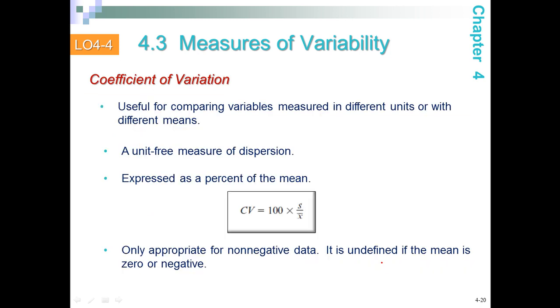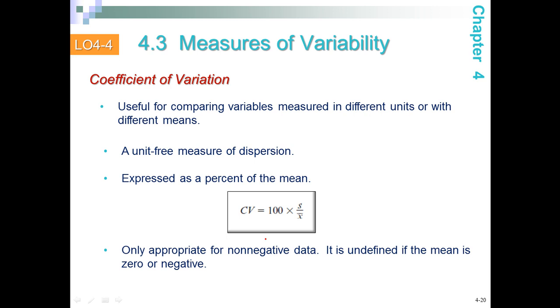The coefficient of variation is useful for comparing variables measured in different units or with different means. That's because standard deviation divided by x bar has no units. The units from s get canceled out by the units from x bar. So we have a unit-free measure of dispersion, expressed as a percentage of the mean. This tends to only work for non-negative data, so if we have a negative x bar or a 0 x bar, that is problematic.